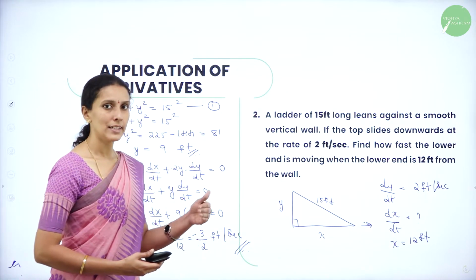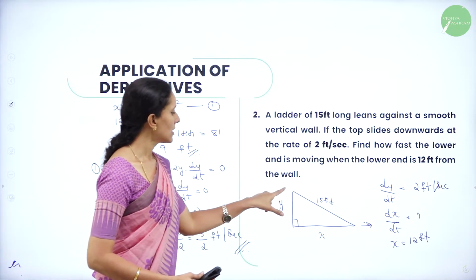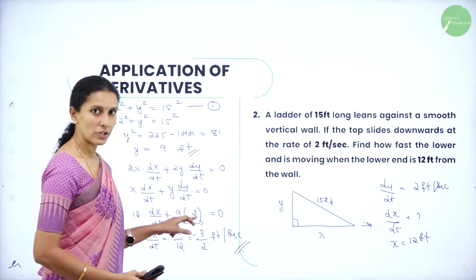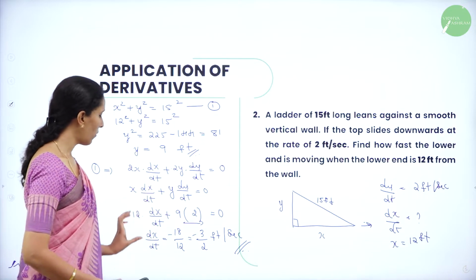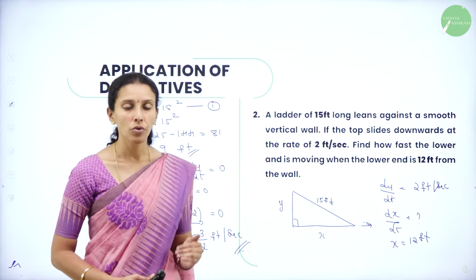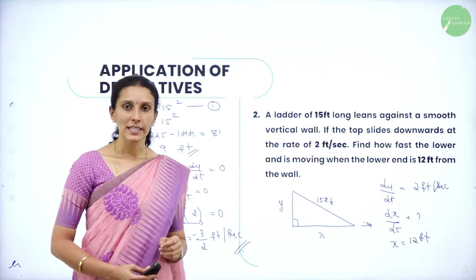Minus indicates a decreasing or increasing value. So, here since y is decreasing, we can take this as minus 2 also. Then we will get the answer as positive. So, therefore, it is changing at the rate of 3 by 2 feet per second or 1.5 feet per second.